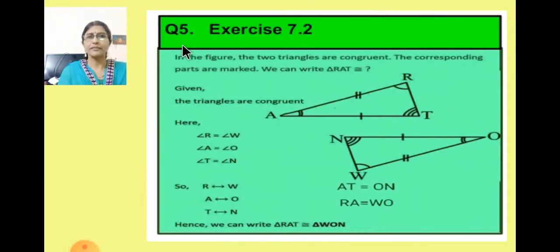Now next is question number 5 of the same exercise. In the figure, the two triangles are congruent. The corresponding parts are marked. We can write triangle RAT is congruent to question mark. So this you have to complete. So first we will see the figure. These two triangles are given and it is written that they are congruent. So we will first write given and we will write the triangles are congruent. Now first we will write what are the congruent parts given here. What are the parts which are congruent to each other.